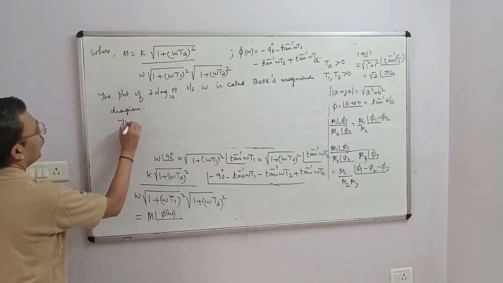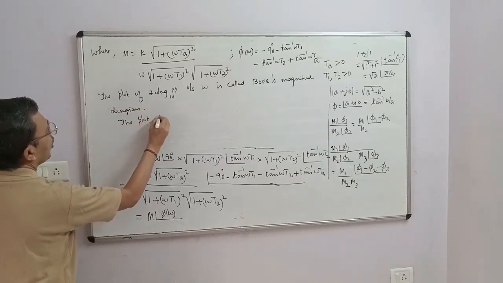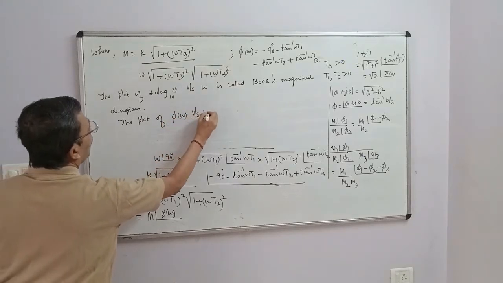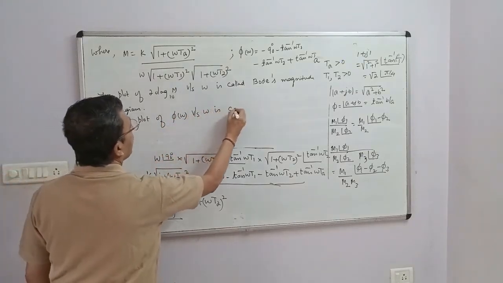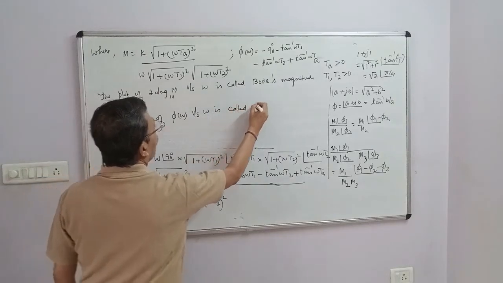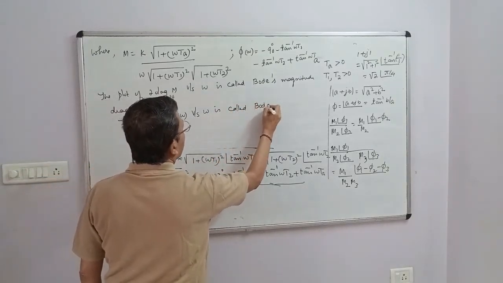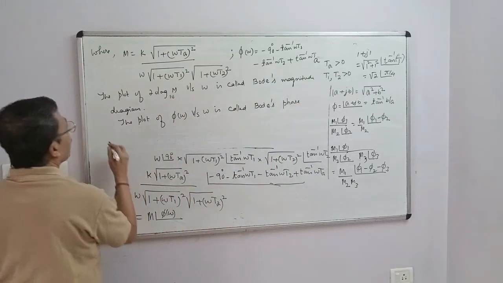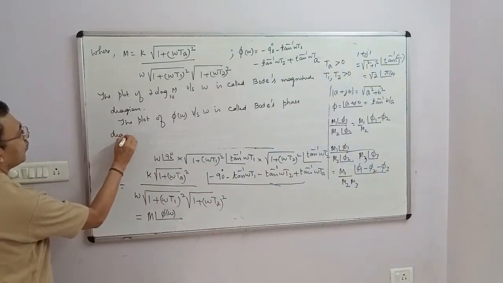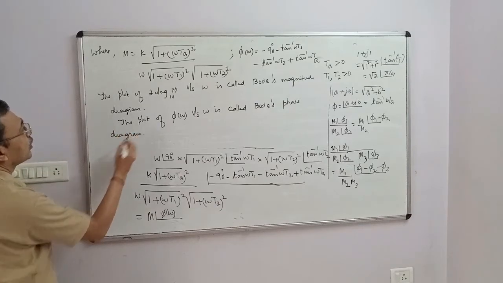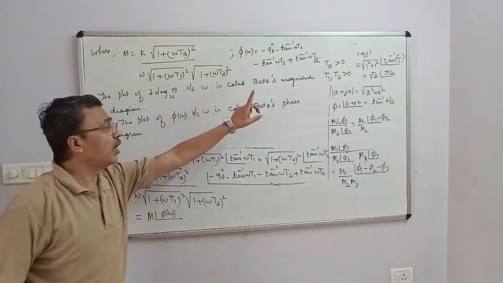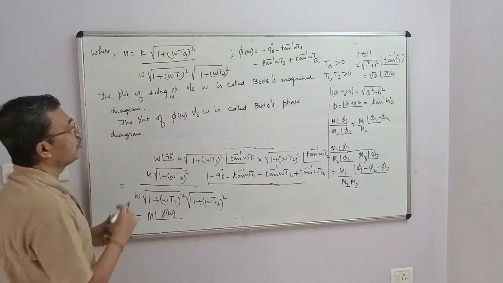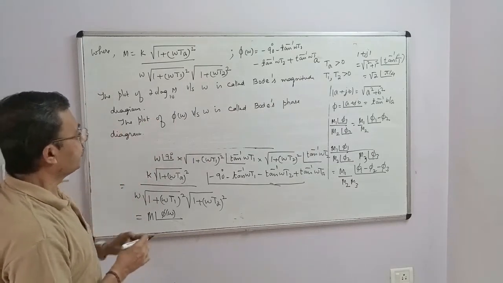The plot of phi of omega versus omega is called Bode's phase diagram. Bode's magnitude diagram and Bode's phase diagram put together is called Bode's diagram or Bode diagram.